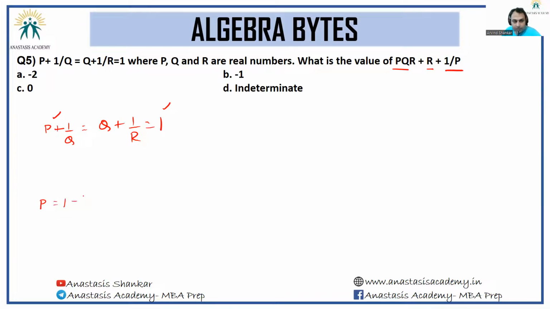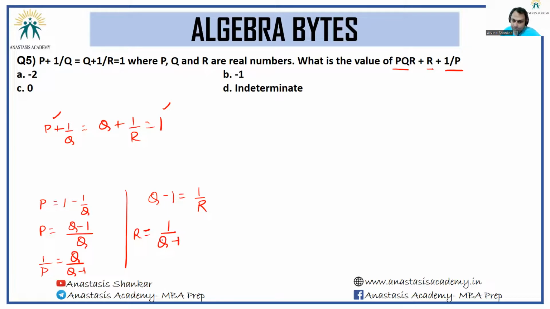p will be equal to 1 minus 1 by q, or p will be equal to q minus 1 by q, or 1 by p will be equal to q by q minus 1. Okay, I have p ka value available. Now I need the value of only r. So I will have q minus 1 equal to 1 by r, or r will be equal to 1 by q minus 1. Okay, I'll get 1 by q minus 1 from here.